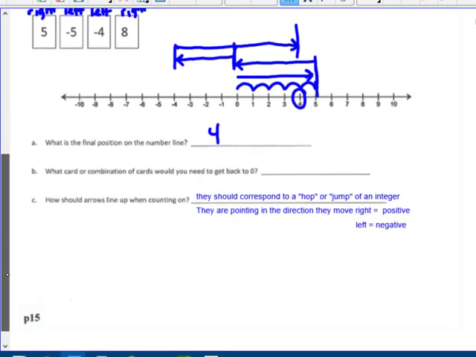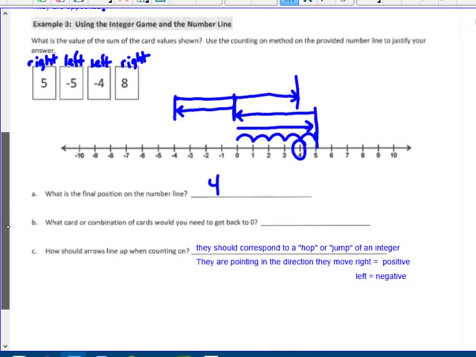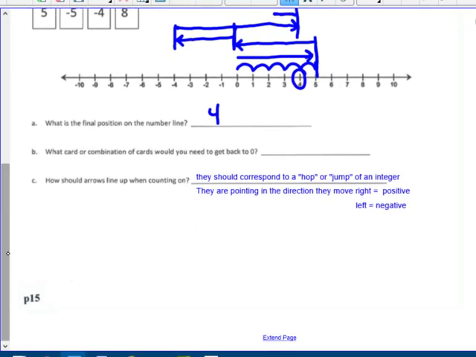What card or combinations of card would you need to get back to 0? In the integer card game, you always want the sum of the cards in your hand to be as close to 0 as possible. So if I'm at 4 right now with these cards, if I added the value of those cards up, 5 and -5, -4 and 8, I get a +4. To get back to 0, I would need to move to the left 4, so I would need a -4 to get back to 0. Letter C, as you can see, I already filled it in.